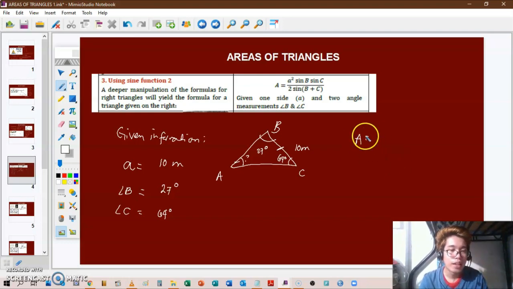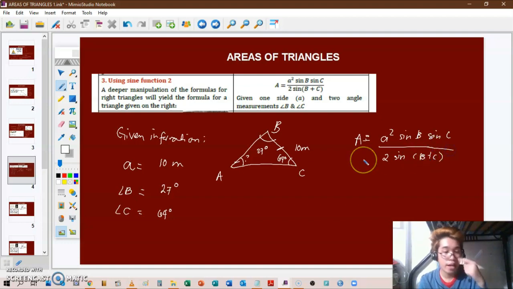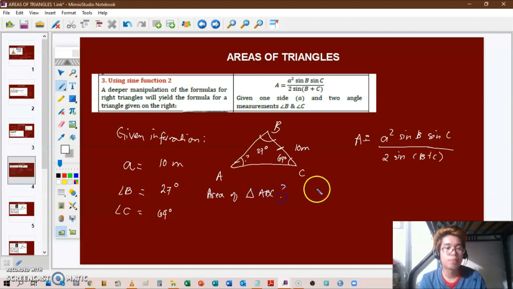So A is equal to a squared, the measurement of the side that we're given, multiplied by sine B, and then multiplied by sine C, all over 2 times sine quantity B plus C. Or in other words, we have to add the measurement of the 2 angles. So we need to find the area of this triangle. What's the area of triangle ABC? Using this formula, let's try to find that.